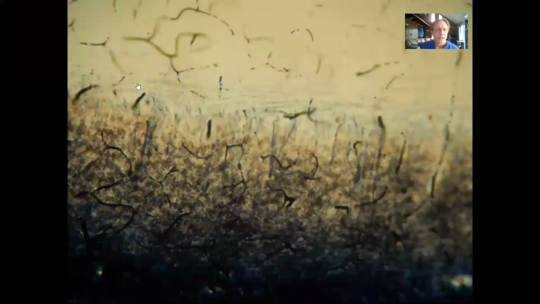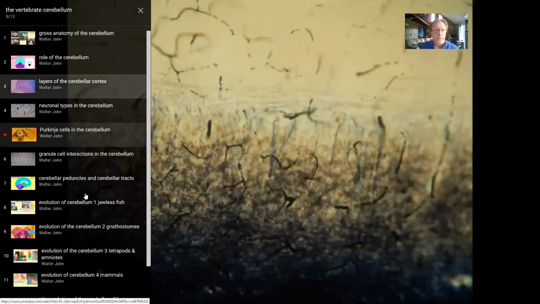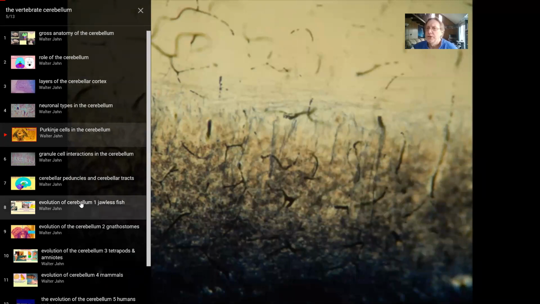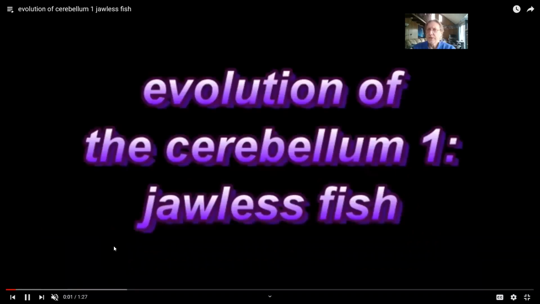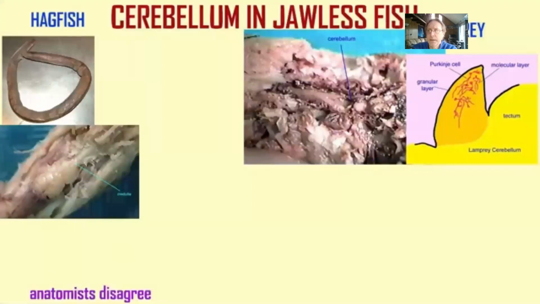So I have more videos on how these cells interact, but once again, just for the purpose of the lecture I'm currently involved in, I'd like to now just go through quickly how did the cerebellum evolve. So no invertebrate has a cerebellum.